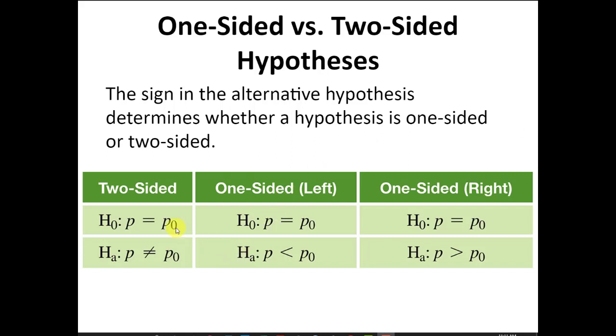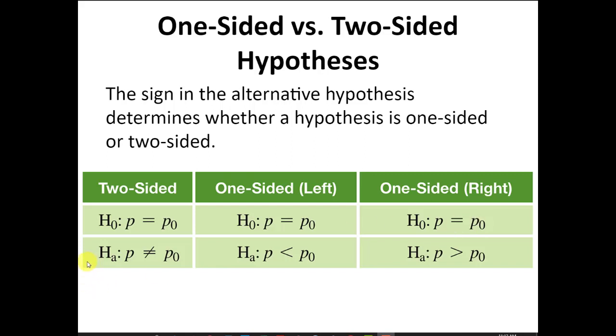Let's look at this situation right here. In this second light green row, we see that we have H naught. In this situation, we're saying the proportion is equal to some given proportion. Here again, the proportion is equal to some given proportion. And here again, the proportion is equal to some given proportion.